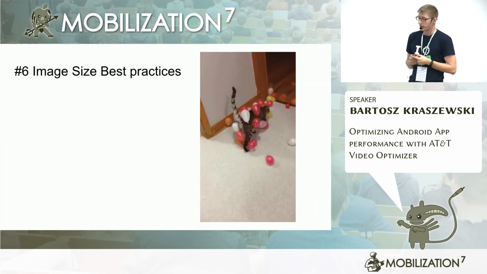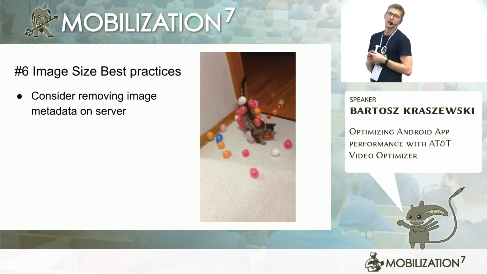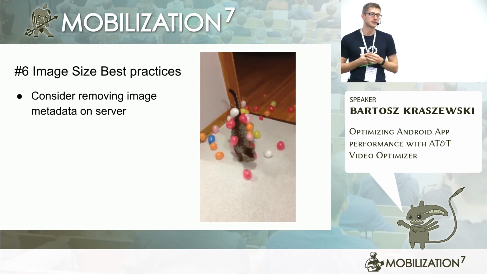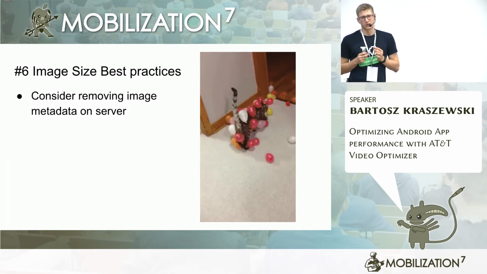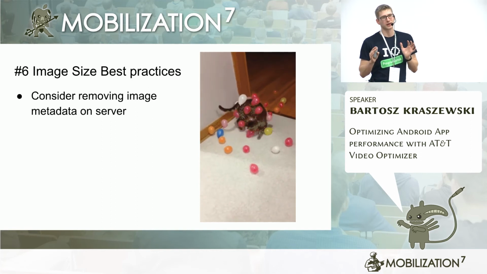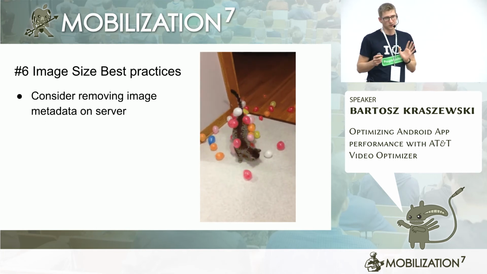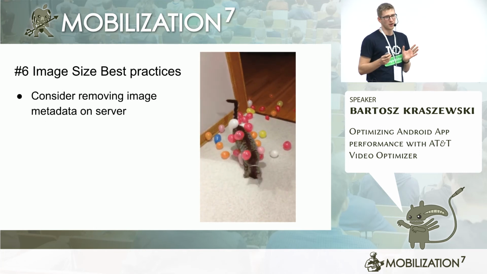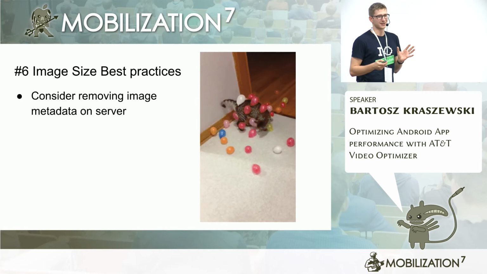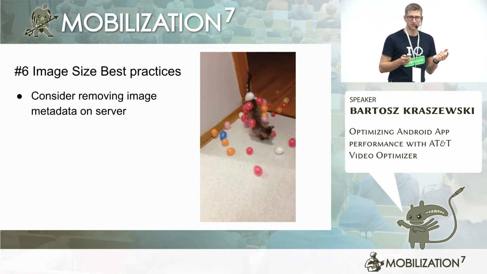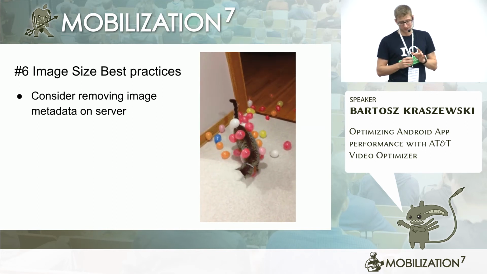There are also some image best practices. For example, you may serve data from a server that contains metadata. And to be honest, metadata is kind of useless for a normal user and slows things down, like balloons on a cat, right? So unless it's a photography app and you really want to show which camera it was taken with, what the exposure was, and whether it was modified with Photoshop, you can consider removing that on the server, of course.